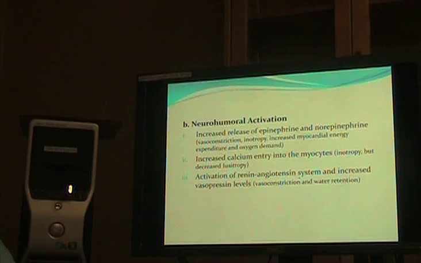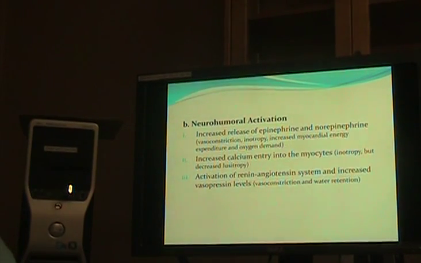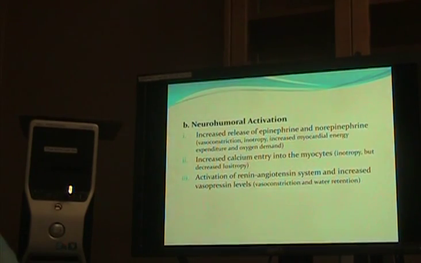But because of this, you get increased metabolic demands of the heart, and increased oxygen demands. What happens too is that you have increased calcium entry into the heart cells. Calcium helps with contraction, and so that's an important element. But too much calcium is not a good thing. Too much calcium can also cause cell death through a process called apoptosis.